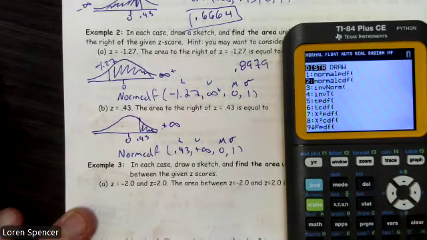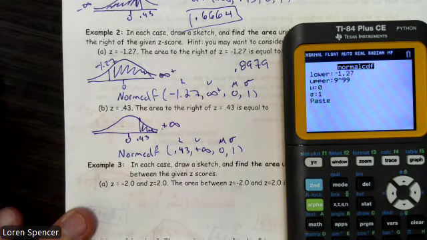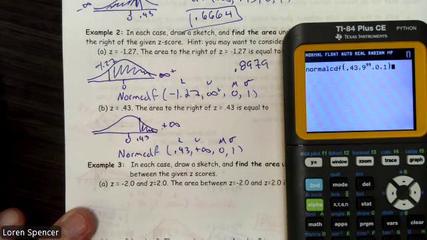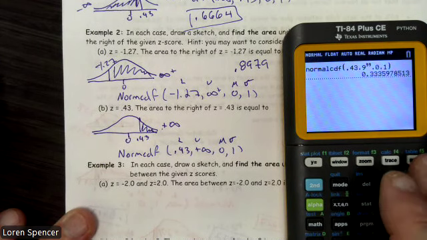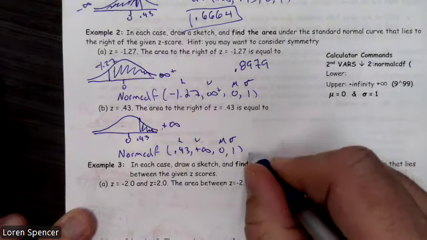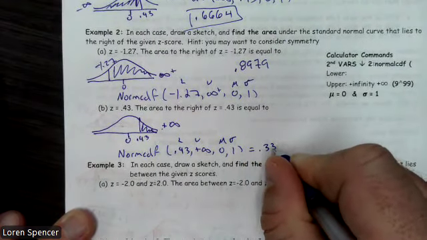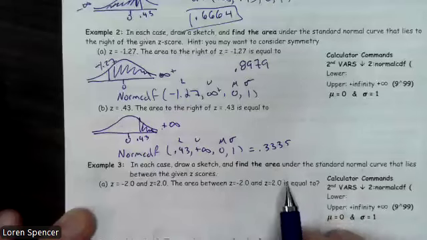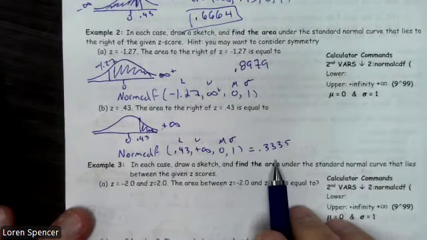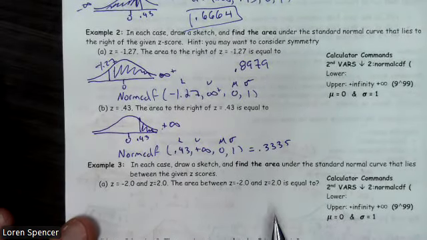Second var's norm CDF. Lower is 0.43, upper is 9 raised to the 99th, mean is 0, standard deviation of 1 because we're working with a z-score. And about 33% is above you, equals 0.3335, or about 66% is below you. All right, so that's that probability.